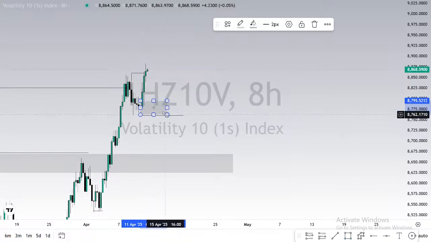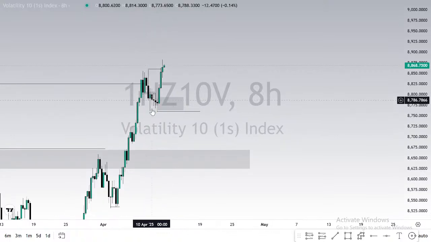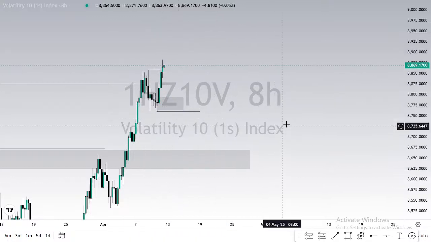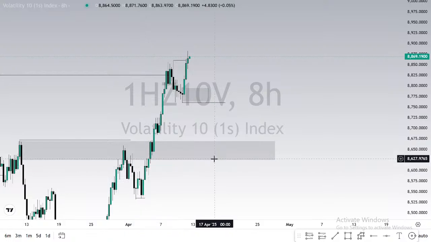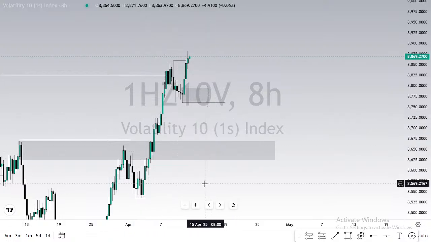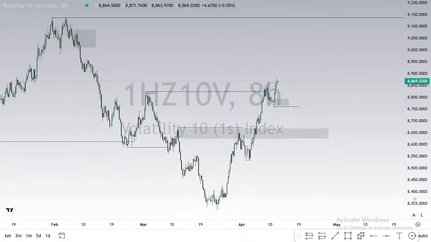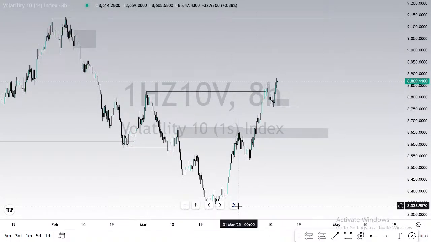I'm not going to be looking out for a buy continuation here. Number one, because this low is not even a major. It's not even a strong low. So that's why I'm not even thinking of marking out this area for a buy continuation. So this is where I can still mark out for a continuation, which can only be a reaction zone eventually. So this is what I am looking out for on volatility 10 for now.